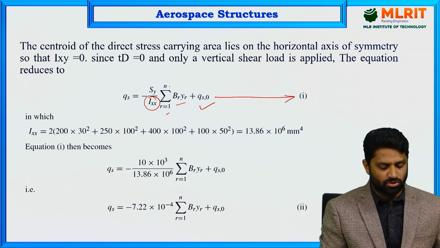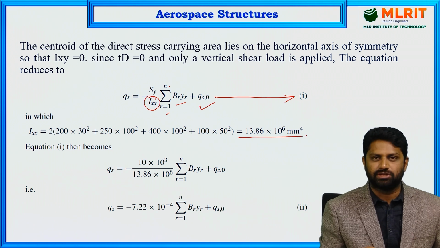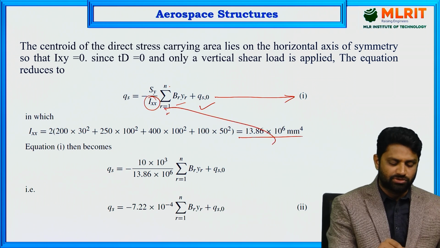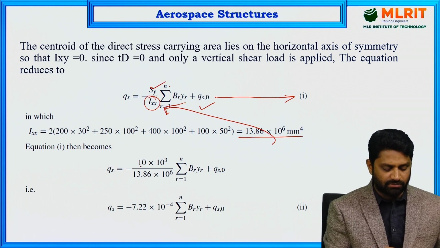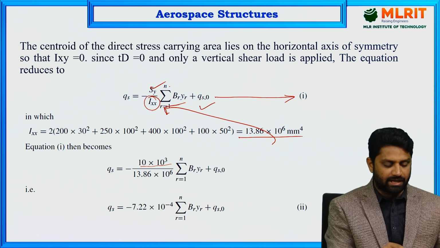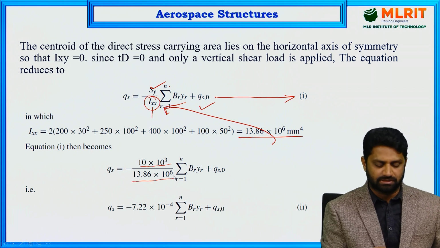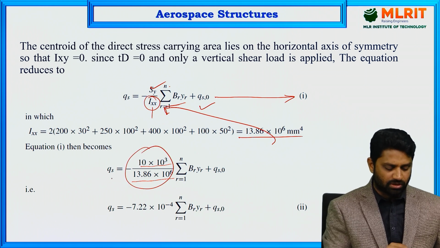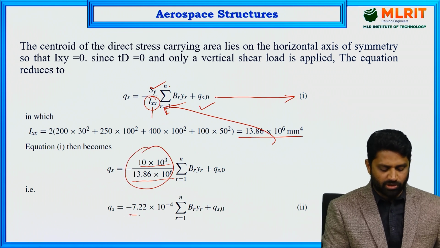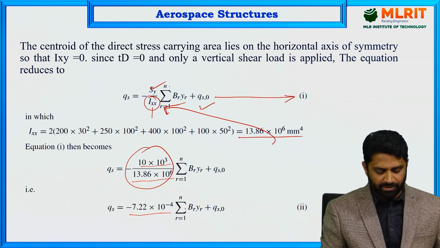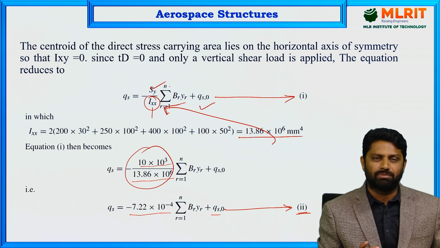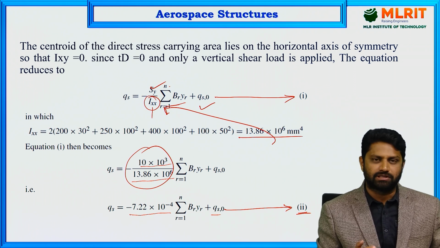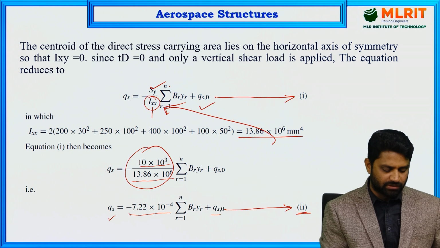Okay, so you will get moment of inertia as 13.86 into 10 to the power of 6 mm to the power 4. Let's substitute in place of Ixx, and also substitute the Sy. So minus Sy is 10 kilonewton, 10 into 10 to the power of 3, divided by Ixx, 13.86 into 10 to the power of 6, summation BrYr plus qs naught. If you solve this, you are going to get qs equals minus 7.22 into 10 to the power of minus 4 summation BrYr, r equal to 1 to n, plus qs naught. So this is the final equation that you need to consider. Okay, so up to now we've used the formula, calculated Ixx, substituted for Sy, and then we got qs, the shear flow distribution.